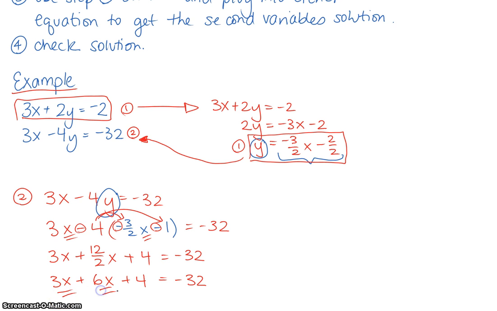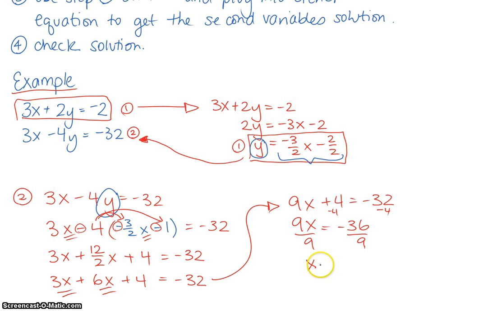We now have like terms, 9x. So 9x plus 4 equals negative 32. Minus 4 on both sides, 9x equals negative 36. And if we divide by 9 on both sides, x is equal to negative 4. So there is one of our solutions.